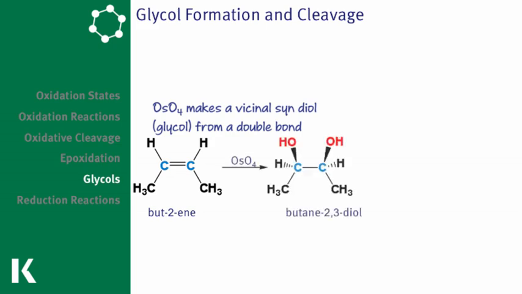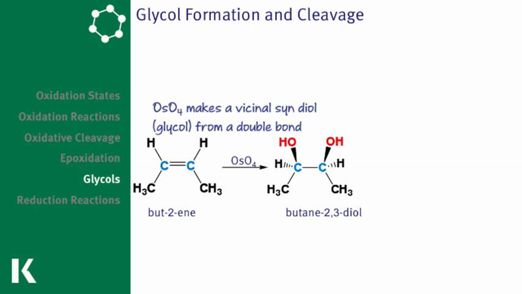The product, 2,3-diol, is thus referred to as a vicinal diol, or just glycol. Vicinal refers to the placement of the hydroxyl groups on adjacent carbons, while being syn means that they are also on the same side of the carbon-carbon single bond.